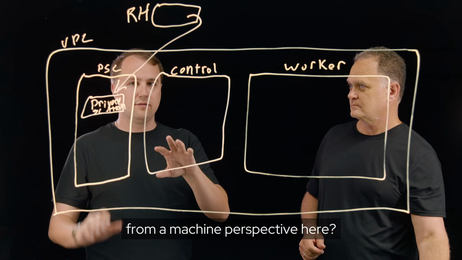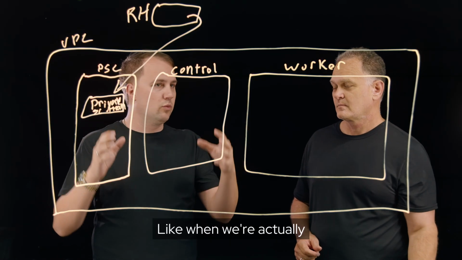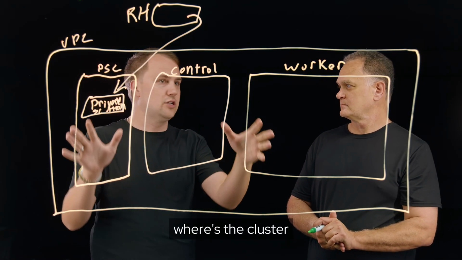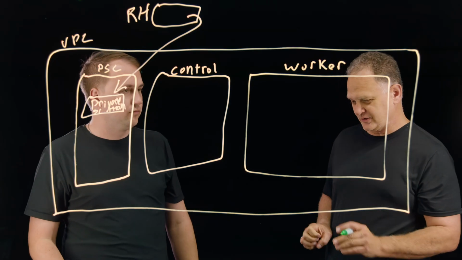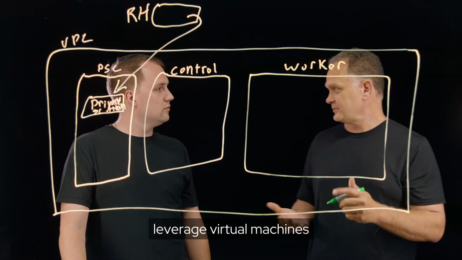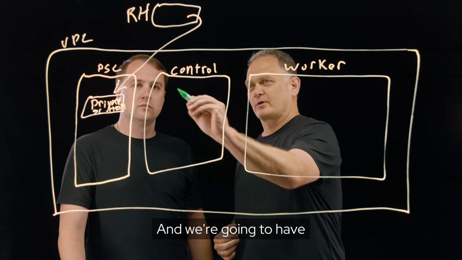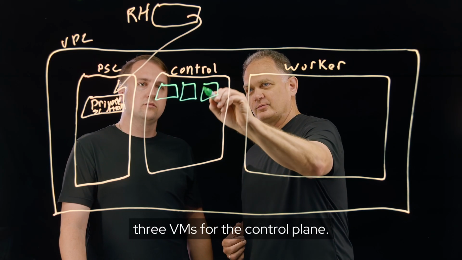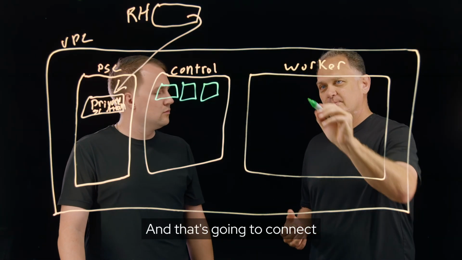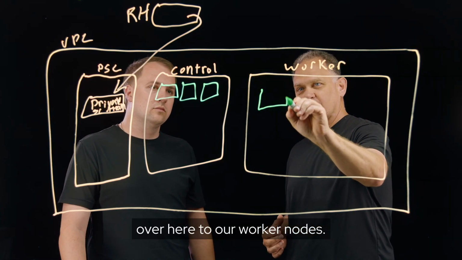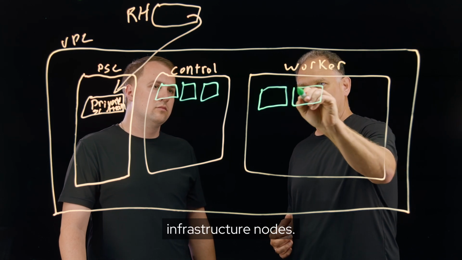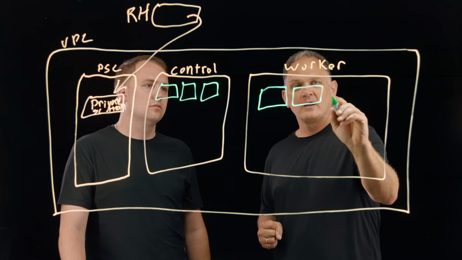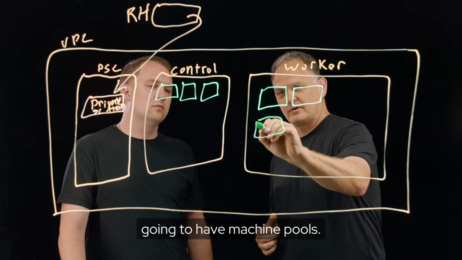But what does it look like from a machine perspective here? Like when we're actually using all of these pieces, where's the cluster actually running in this picture? Yeah, great question. So we're going to leverage virtual machines in the Google platform, and we're going to have three VMs for the control plane, and that's going to connect over here to our worker nodes. We're going to have two for infrastructure nodes. It's going to handle the logging and monitoring pieces of the cluster. And then after that, we're going to have machine pools.